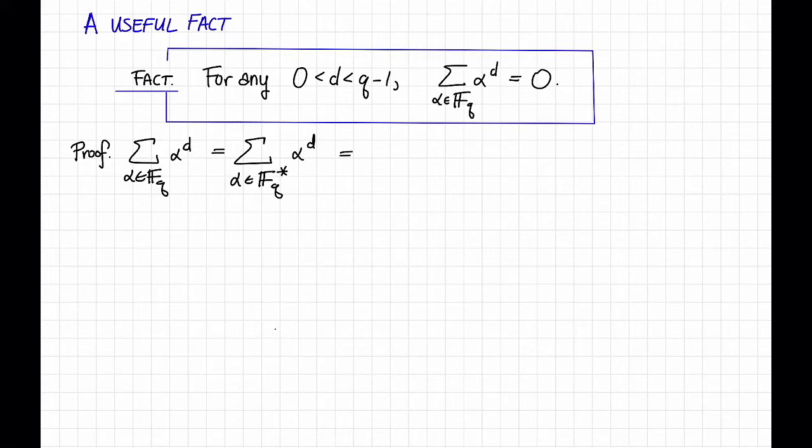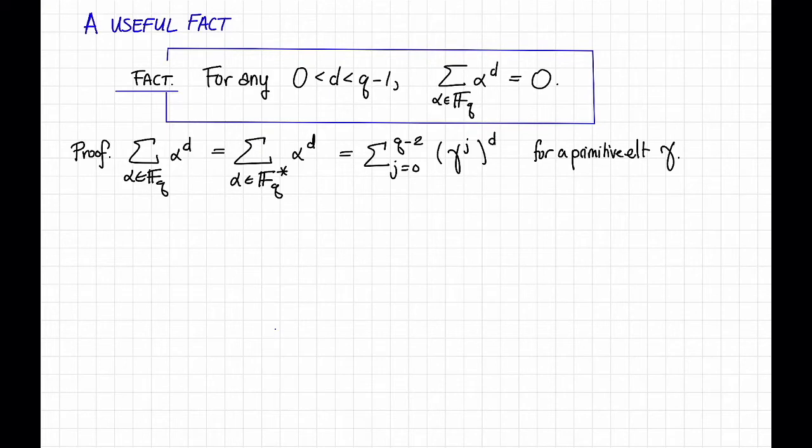And this is the sum from j equals 0 to q minus 2 of gamma to the j, to the d, where gamma is a primitive element. That's because as we iterate over all of these powers of gamma, we're going to iterate over all of the elements of F_q star by definition. Just a note that here I'm having the powers of gamma go from 0 to q minus 2 instead of from 1 to q minus 1 like I did on the previous slide. It turns out these are the same. Do you see why? If not, we'll see why in just a minute.